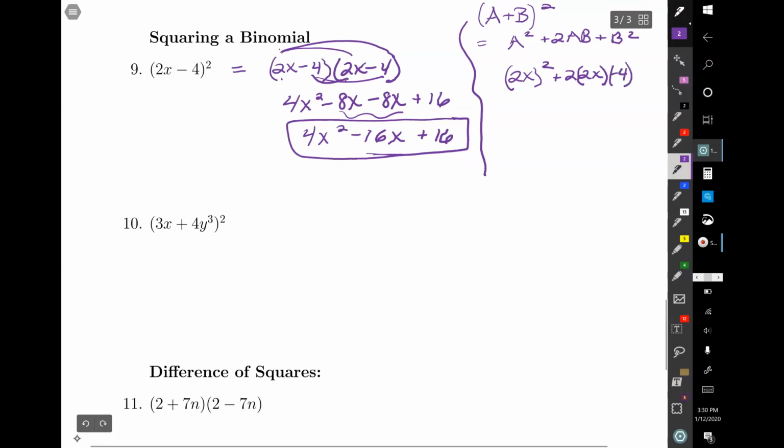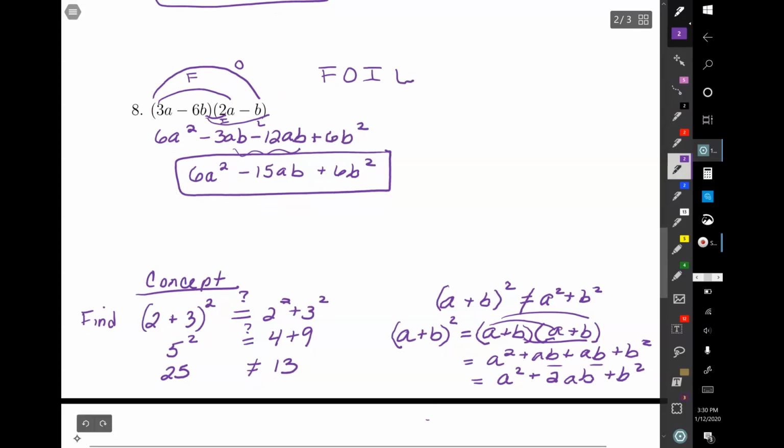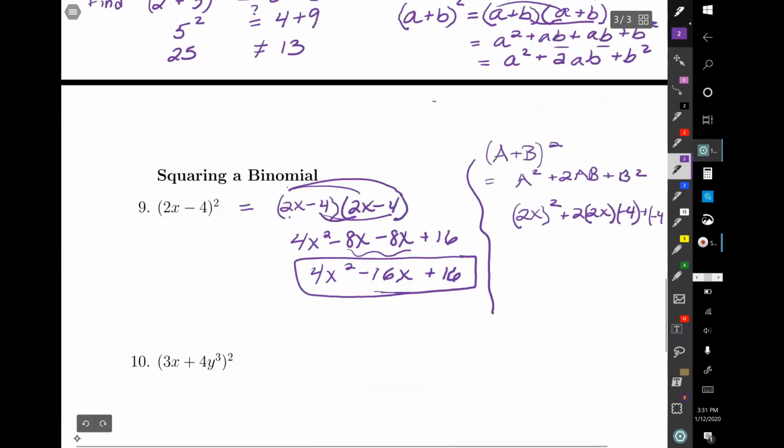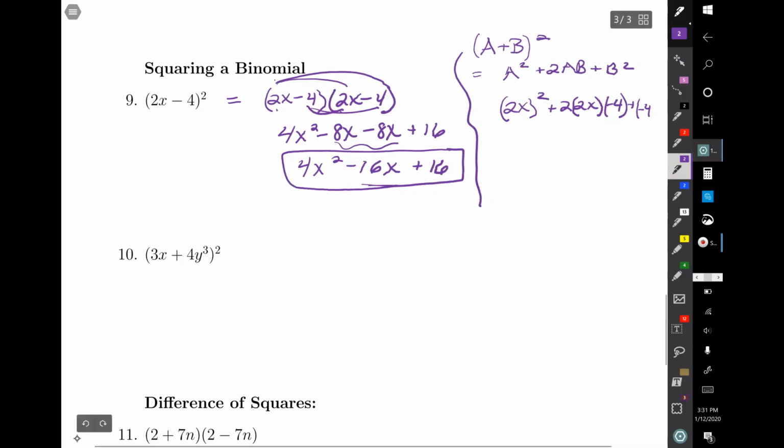So write that in parentheses. Make sure you have the sign with it. You might want to write it as a plus negative 4. And then finally, plus b squared. Now remember that minus 4 is in parentheses, and we need to raise that in its entirety as a quantity, negative 4 squared.